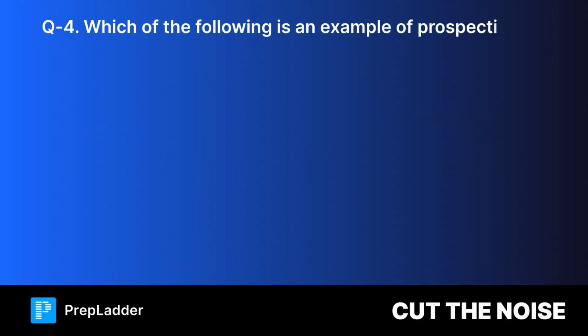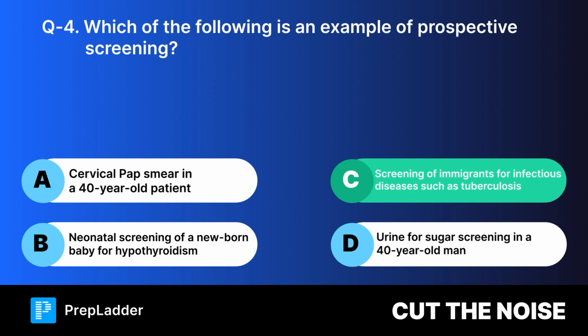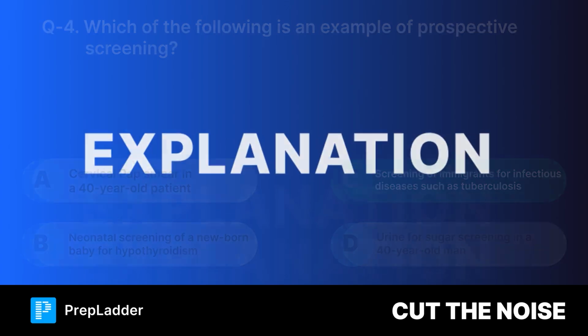Question 4. Which of the following is an example of prospective screening? The correct answer is screening of immigrants for infectious diseases such as tuberculosis. Here's the explanation.